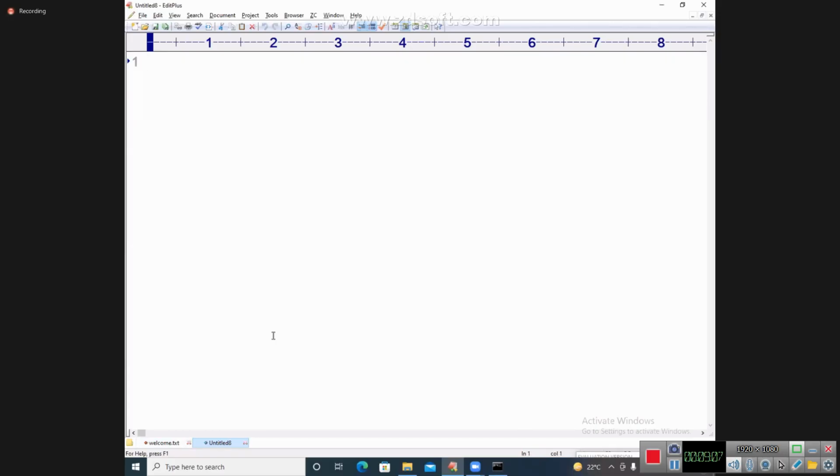Last class, we completed base conversion functions. How many base conversion functions are there? Three base conversion functions we have. Can you tell me what are those three base conversion functions?